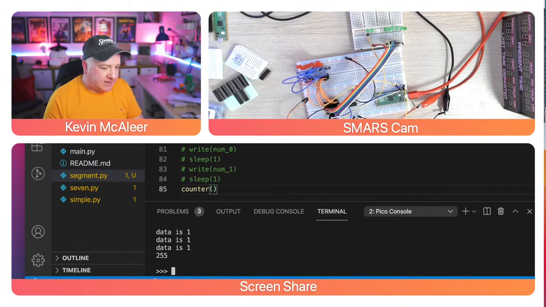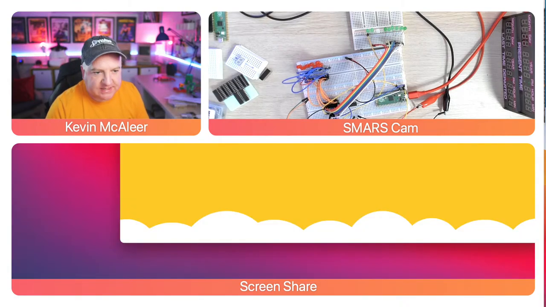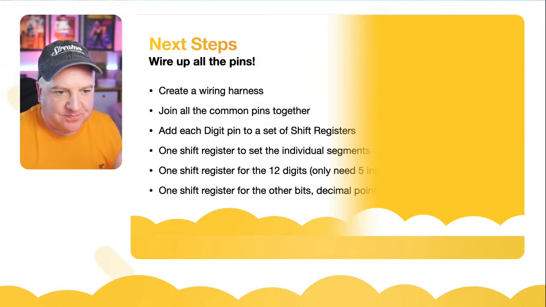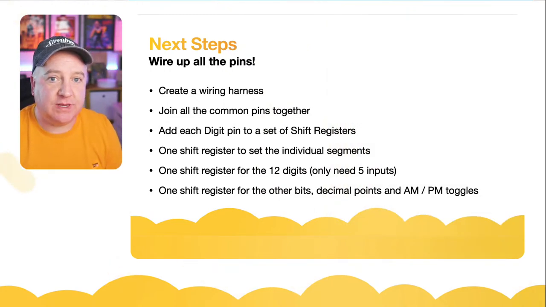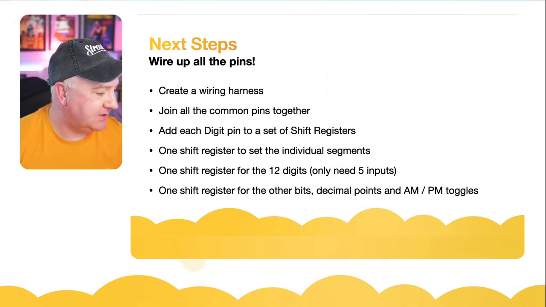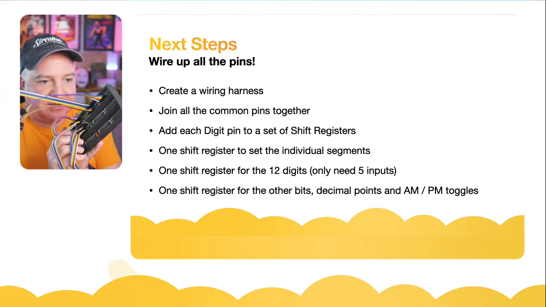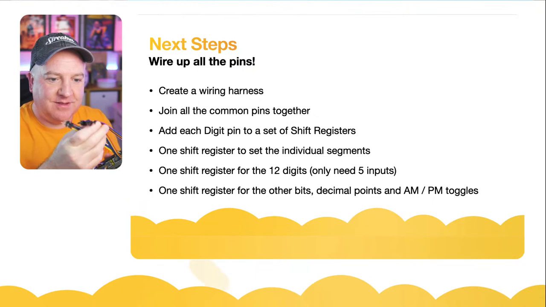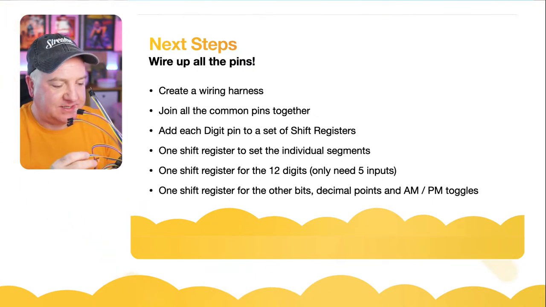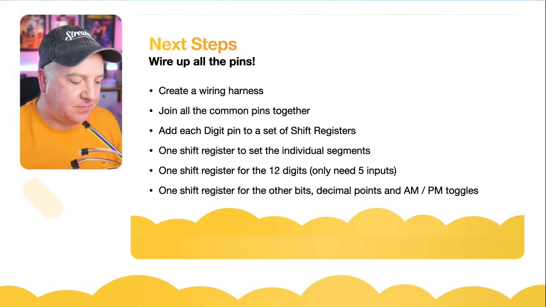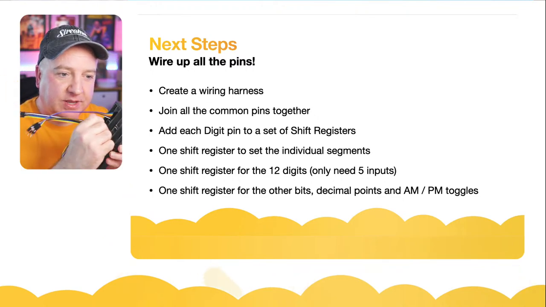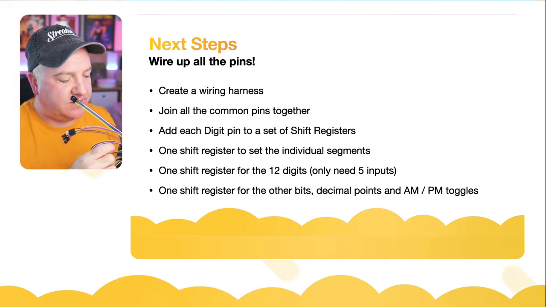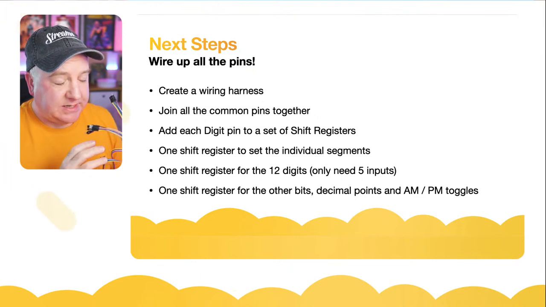So what the next step, let's get back to the keynote presentation. So next steps for me then, what I need to do is create a wiring harness for this monster. You can see I've started to do this now. I've got loads of these DuPont wires just because they're nice and easy to work with, but I probably won't use them. They're nice and easy to work with because they plug in really firmly into the back of the DIP package, but I'll need a hell of a lot of them.